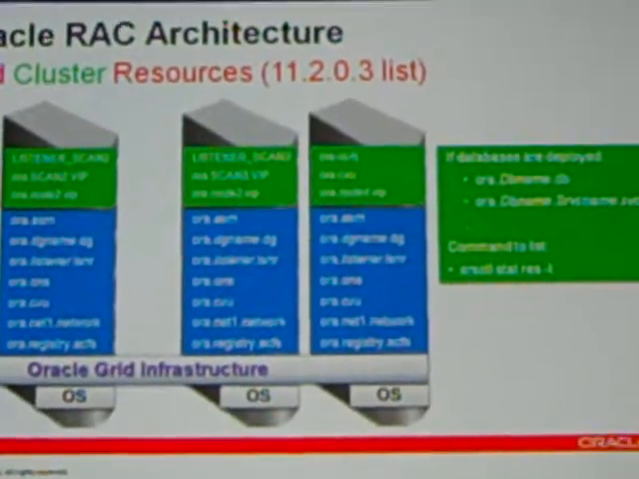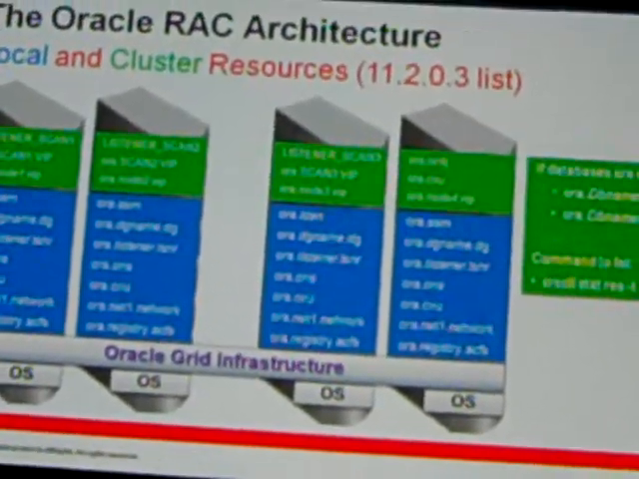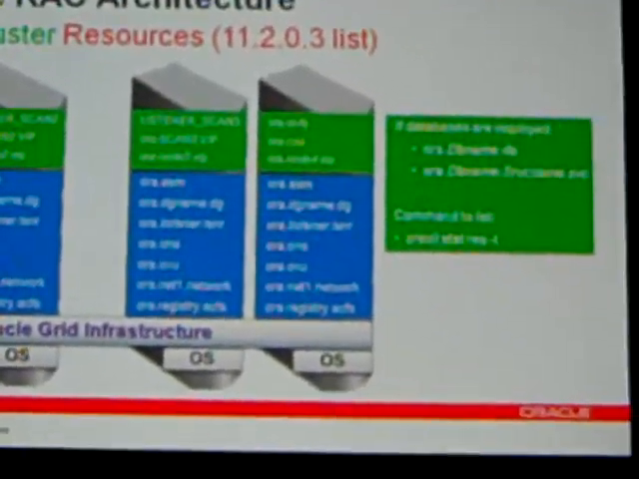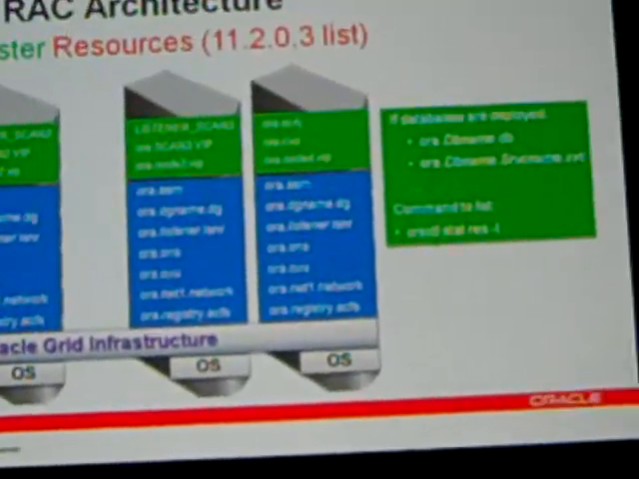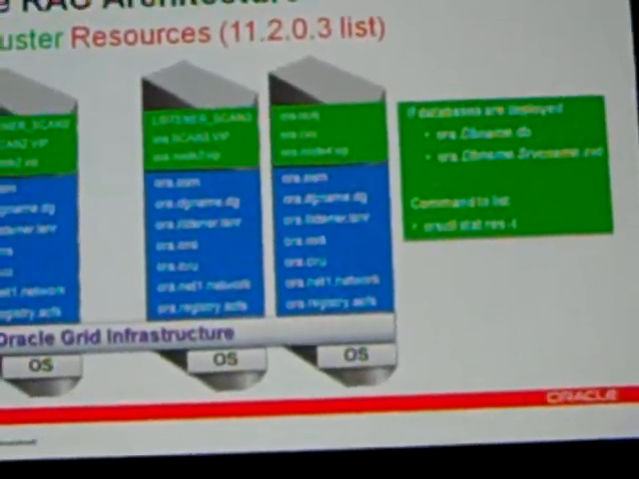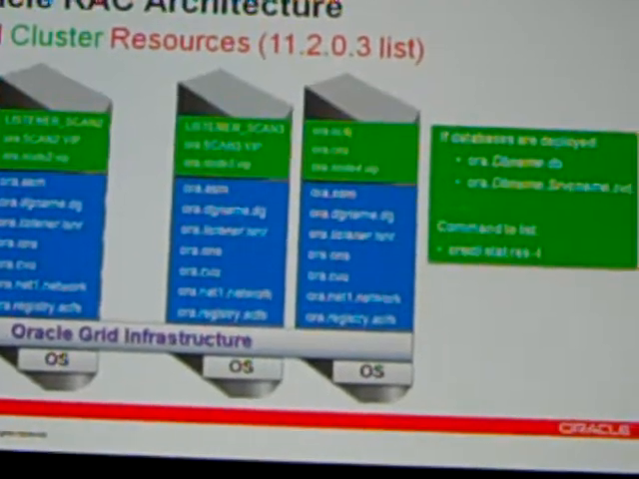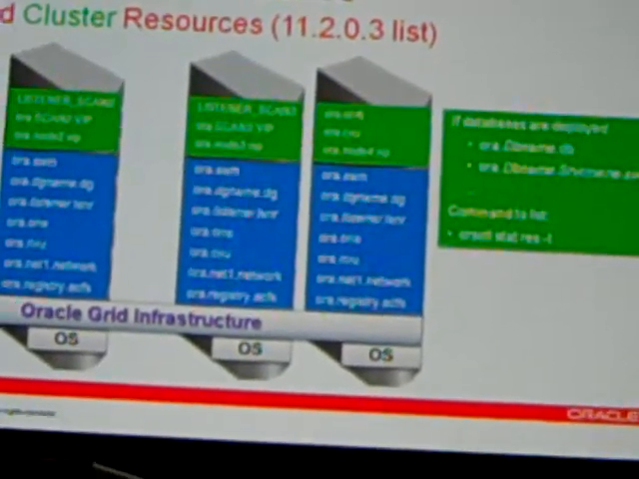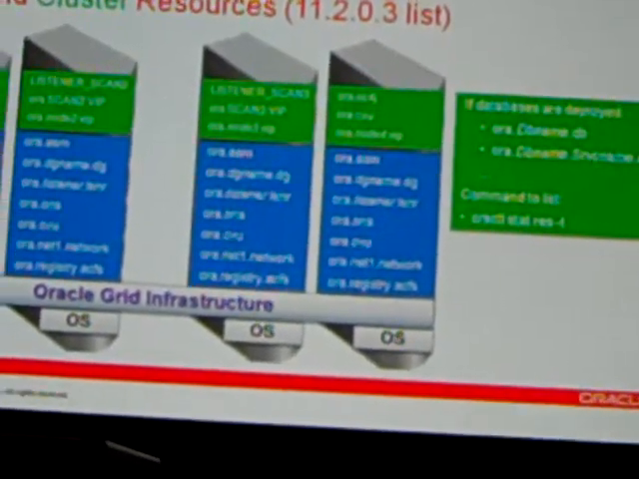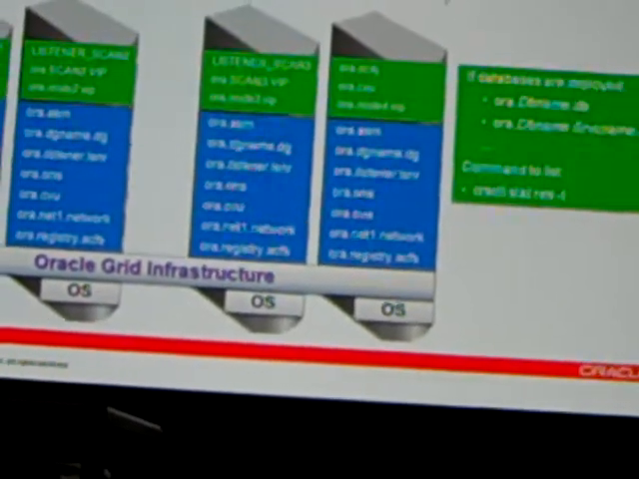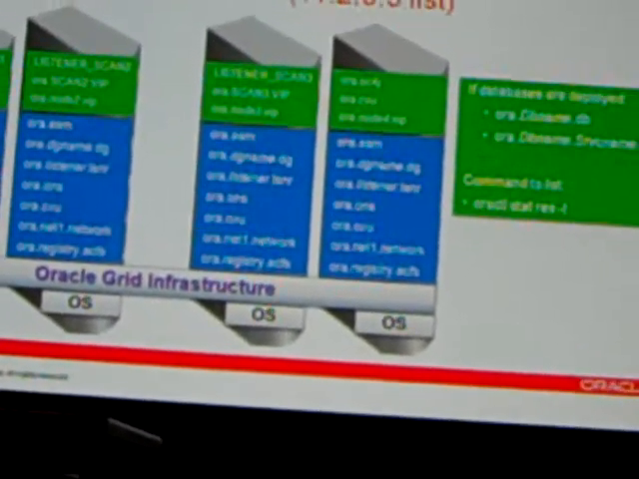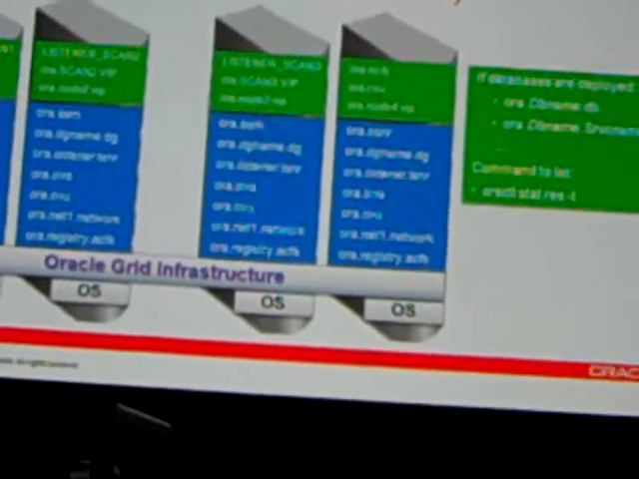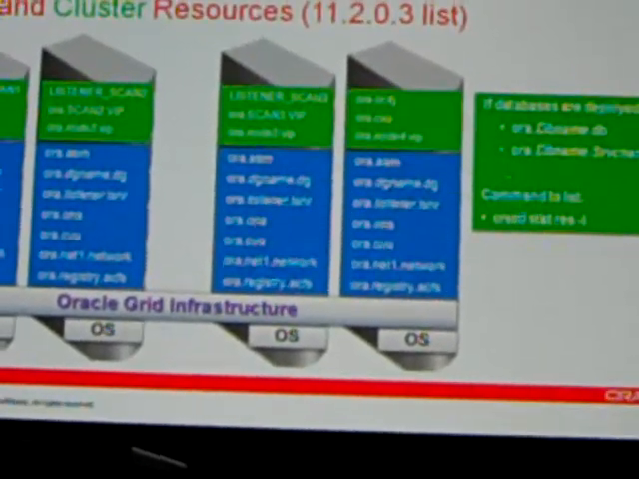Of course, if you deploy databases in this cluster, there will be additional resources, namely, for example, Aura.dba name DB resource or services, if you deploy dynamic services on top of your databases. And if you want to go home and check all this, crsctl stat res -t, for status, would be the command that you run.